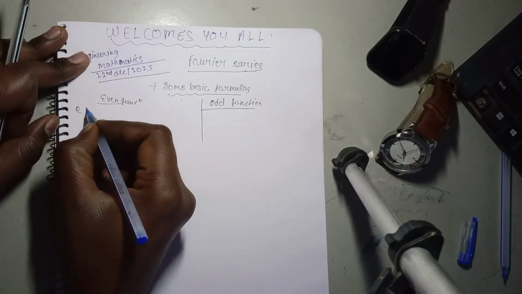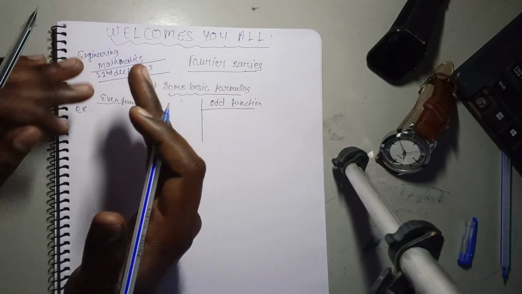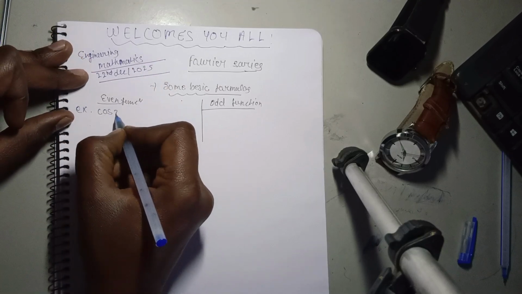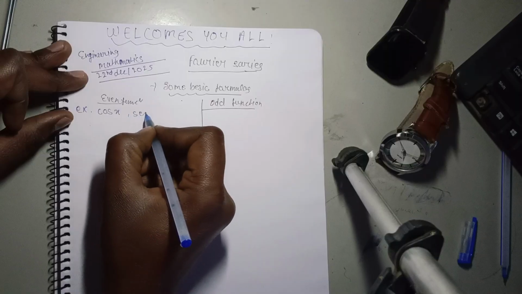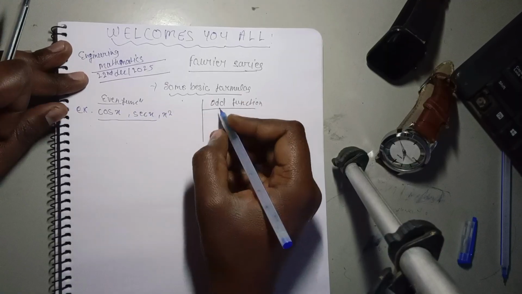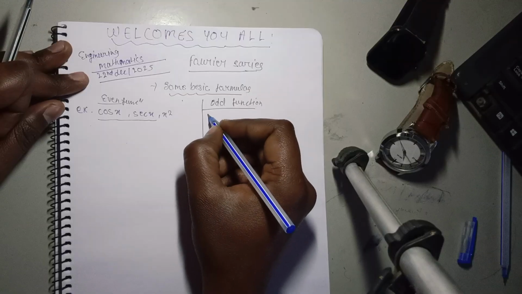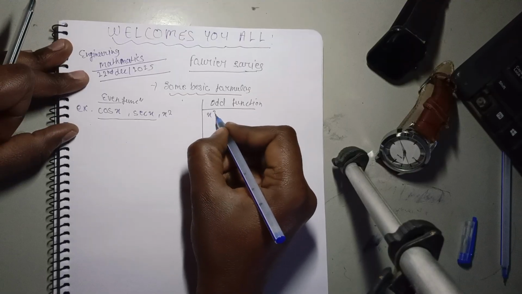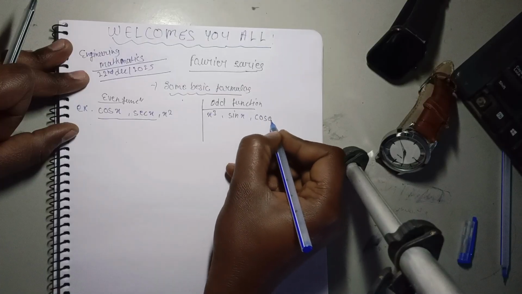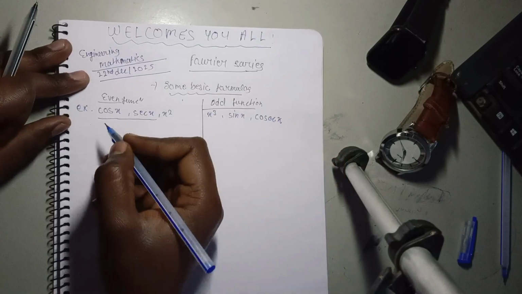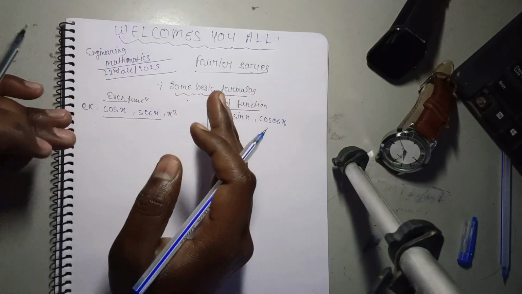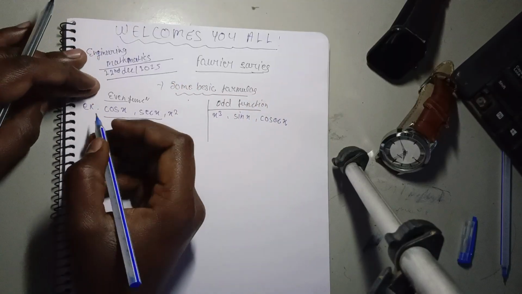For example, even function. I will also discuss the formula, but if anywhere we get cos x, sec x, and x square, these are even functions. If we get x cube, sin x, and cosec x, these are odd functions. Remember this. Why I am telling you what is even function and what is odd function, I will discuss after.